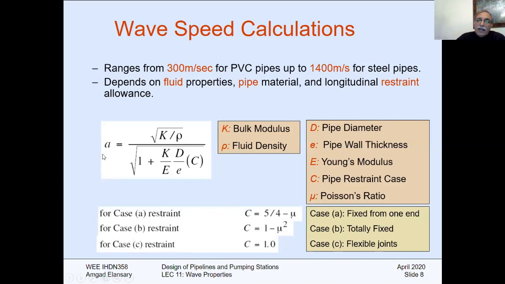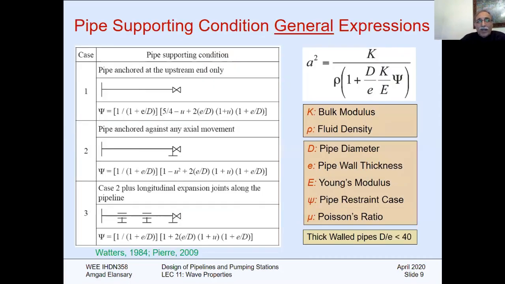The wave speed, again, this is the general form. K is the bulk modulus, rho is the density. All these parameters are known. The new thing here is how we are going to fix the pipeline. For case A, case B and case C, the restraint parameter C can be used as 5/4 minus mu, 1 minus mu squared, and 1, for the different cases of fixation: fixed at one end, totally fixed, and flexible. In the next slide, we are going to elaborate on this a little bit to show the kinds of fixation.